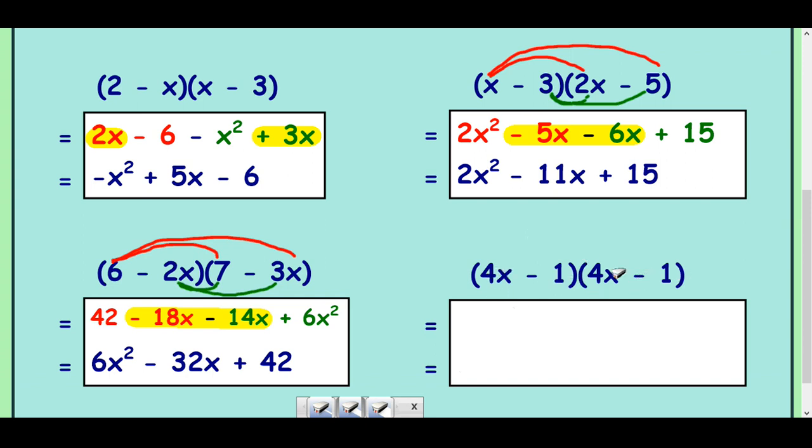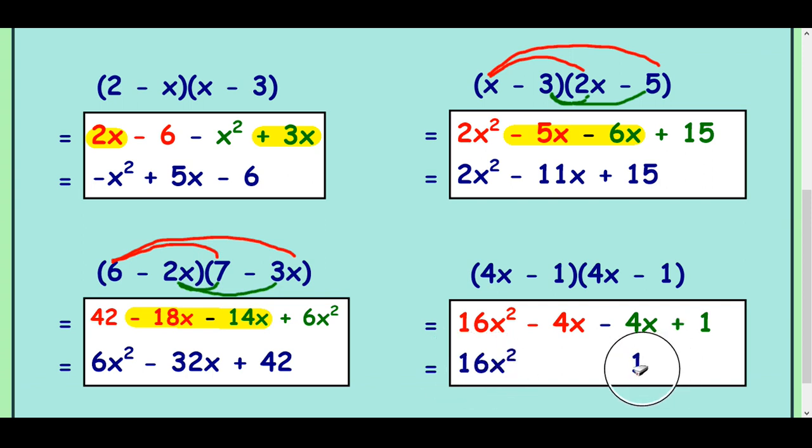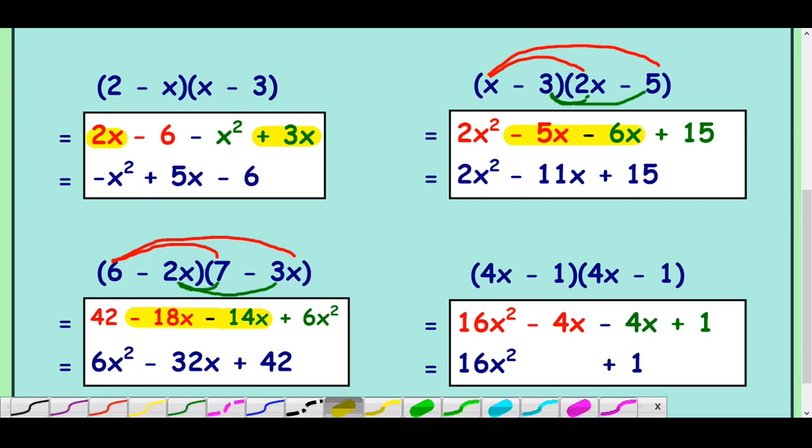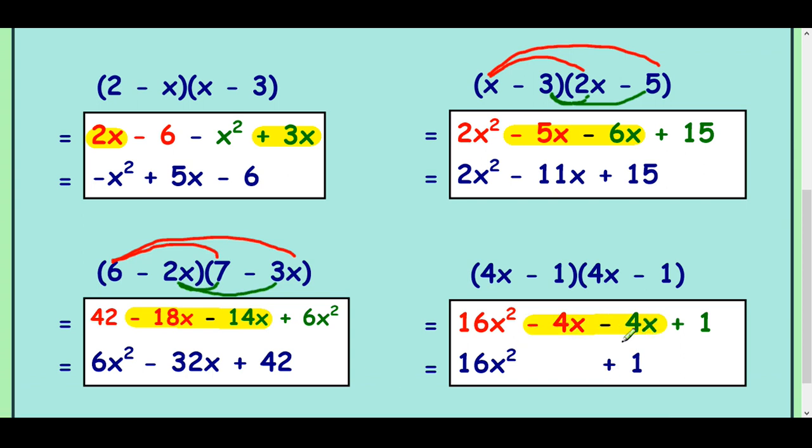So 4x times 4x, well 4 times 4, 16, x times x, x squared, so it's 16x squared. 4x times negative 1, well 4x times 1 is 4x, but 4x times negative 1 is negative 4x, and then you're on to this bit. Negative 1 times 4x, negative 4x, and to finish, negative 1 times negative 1 is positive 1. So we've got 16x squared, we've got the plus 1 at the end, it's just that wee bit in the middle you need to sort out. So negative 4x take away 4x is negative 8x, and you're finished.